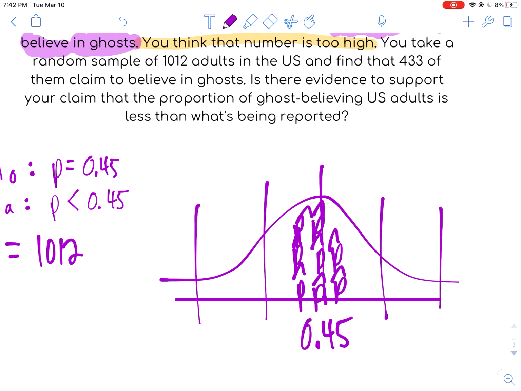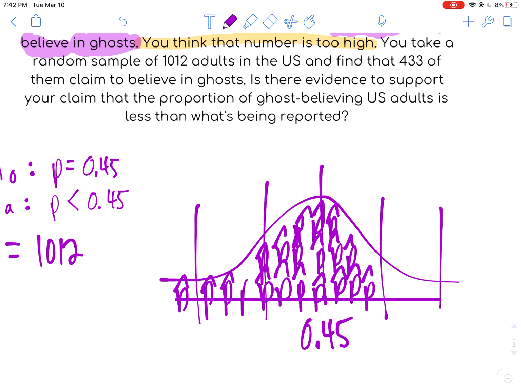Thing is, there's variation in sampling. You're going to get some different numbers, but you should get something relatively close. Is it possible you don't get something close? Sure, but the probability of that happening is really low.